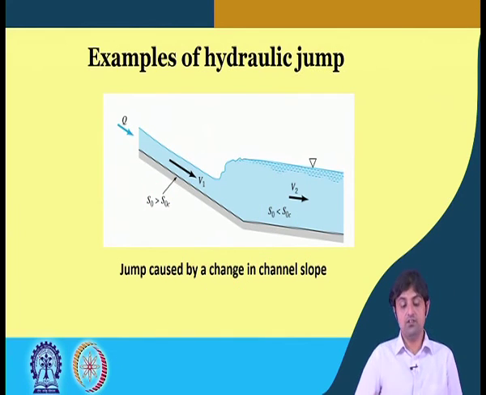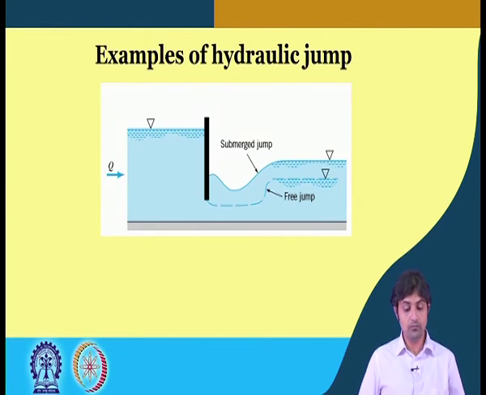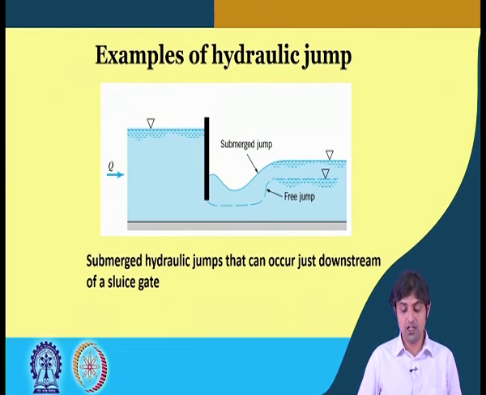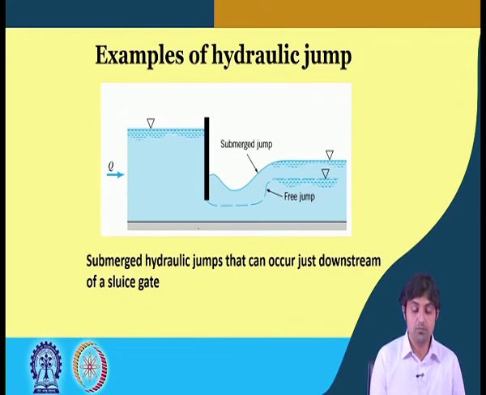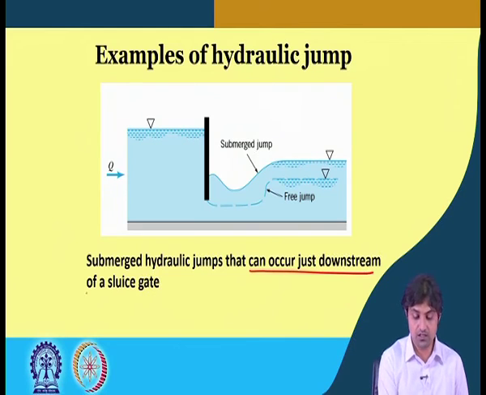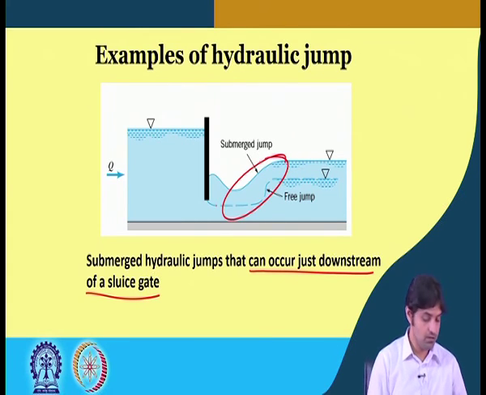As I said, this is a jump which is caused by a change in the channel slope. This is the submerged hydraulic jump that can occur just downstream of a sluice gate. Depending on the flow conditions, many things will depend upon the velocity and other factors, but this can occur just downstream of a sluice gate. All right.